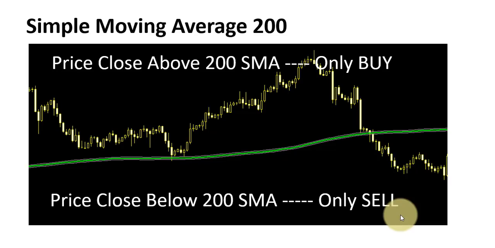Right? First of all, the simple moving average. We all know what simple moving average is. When price closes above the simple moving average, we are looking to buy. When price closes below the 200 simple moving average, we are only looking to sell. So we are using the simple moving average as our trend filter.